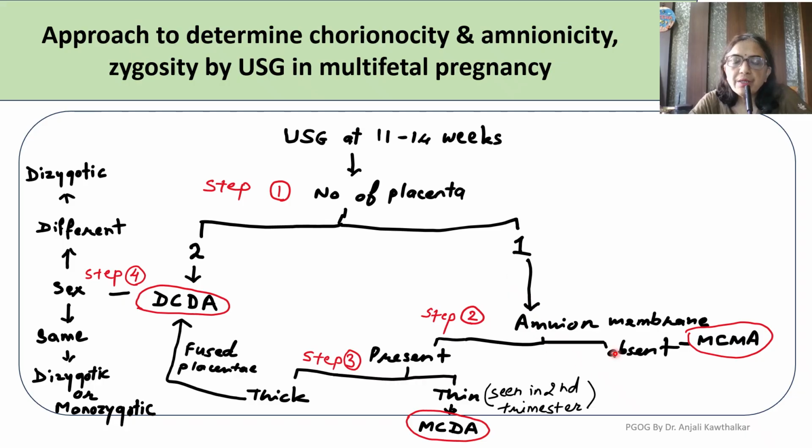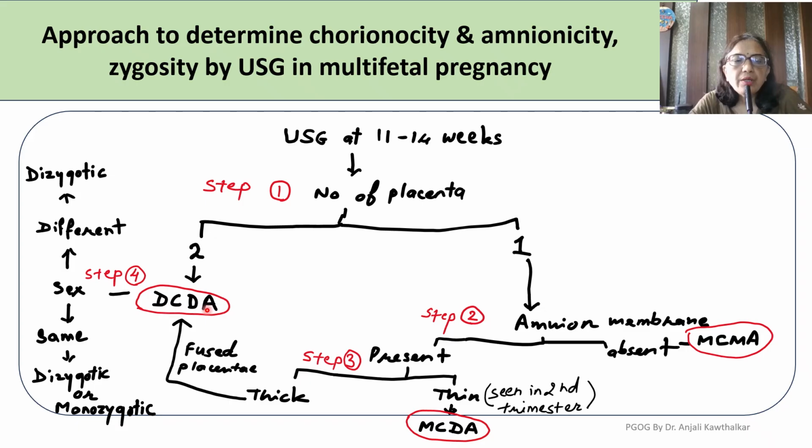If the amniotic membrane is absent even in the second trimester, then it is suggestive of a monochorionic monoamniotic type of pregnancy. If the amniotic membrane is present and thin, as is usually seen in the second trimester, then it is monochorionic diamniotic. If there is a thick intervening amniotic membrane, then it suggests the presence of fused placentae, where the twin peak sign, lambda or delta sign will be positive, and it is suggestive of a dichorionic diamniotic pregnancy.